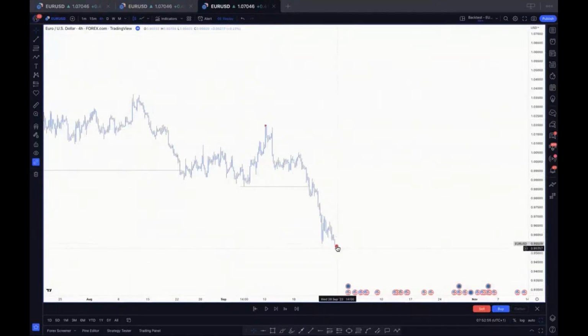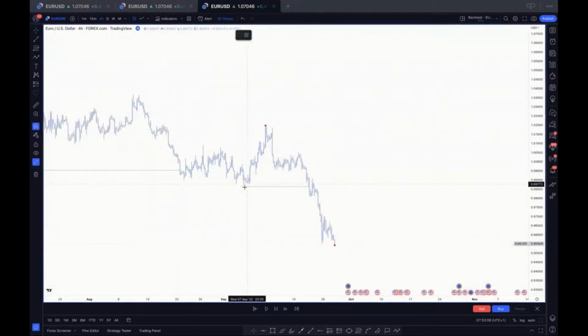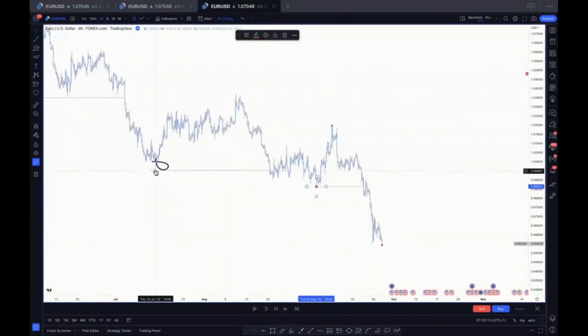And then normally, I would also take the same tool again, click on it, and then here I'll mark my low. So why am I doing this? I'm doing this because this was the previous low, and then what happened? So this was the previous low.